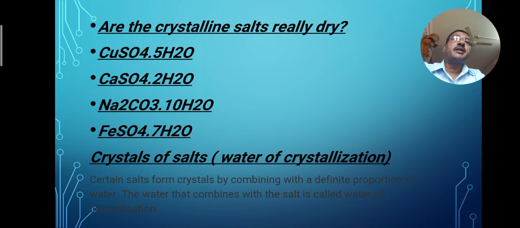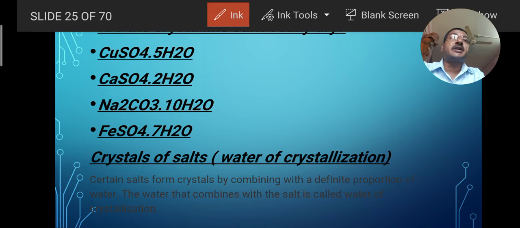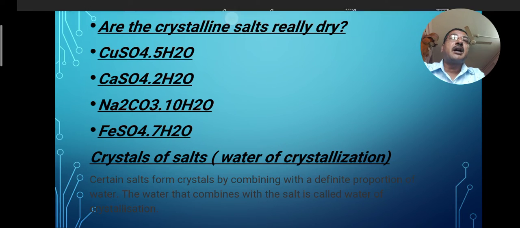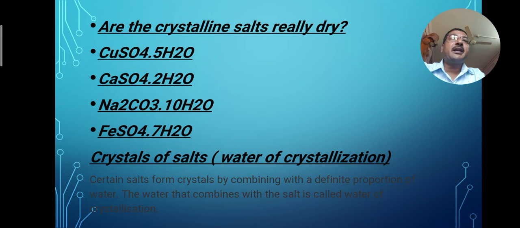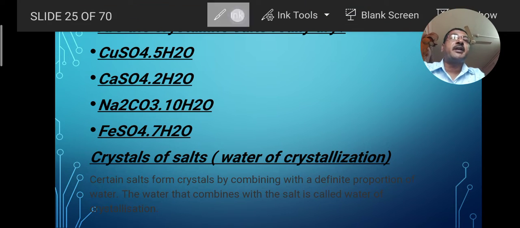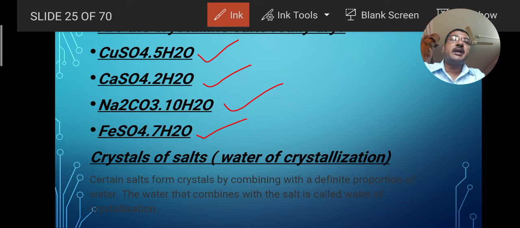Now come to the next point, properties. Another thing given in your textbook is: are salts really dry? Are the crystalline salts really dry? Take the examples given here. One is copper sulfate with 5 molecules of water. Another is calcium sulfate with 2 molecules of water. Third is sodium carbonate with 10 molecules of water. Next is ferrous sulfate with 7 molecules of water. Then crystals of the salts.